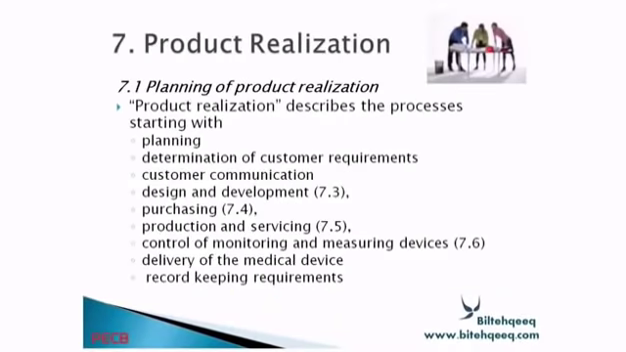The next section is product realization, and product realization starts at 7.1, planning of product realization. Product realization describes the process starting with planning, determination of customer requirements, customer communication, design and development, purchasing, production and servicing, control of monitoring and measuring devices, delivery of the medical device, and record keeping requirements. And now we will go through all these elements step by step.